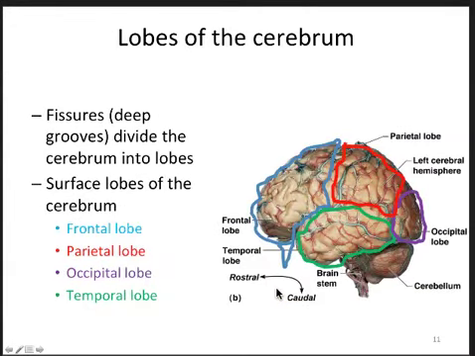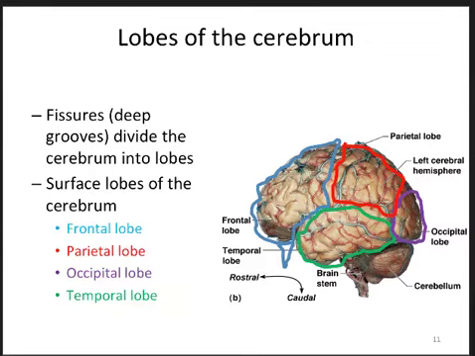Fissures divide the cerebrum into the different lobes, as we noted earlier, and you can see them here in an actual human brain diagram. The frontal lobe in blue, parietal in red, the occipital in purple, and the temporal in green. And they all do slightly different jobs.